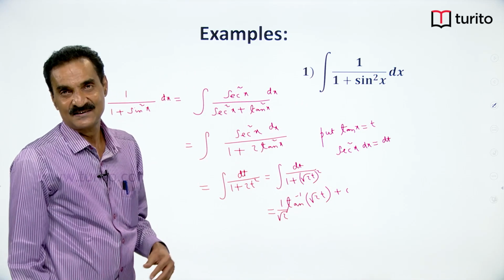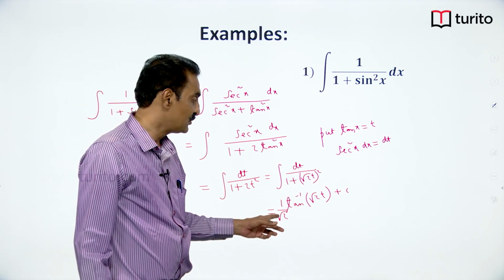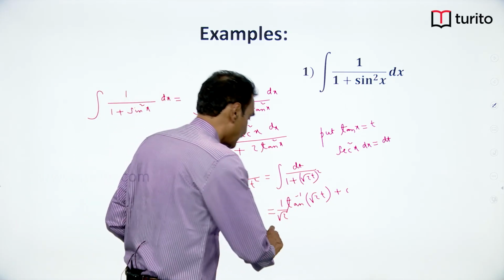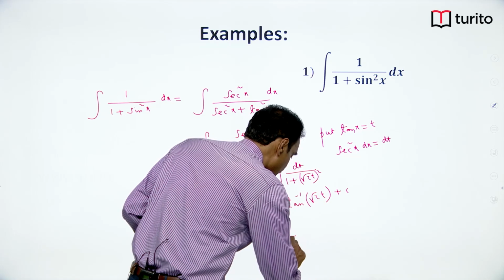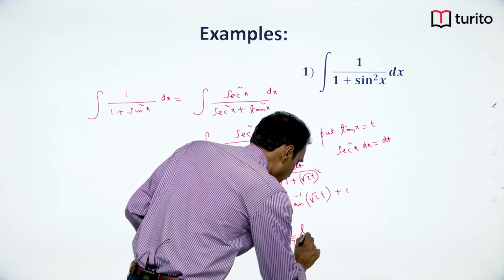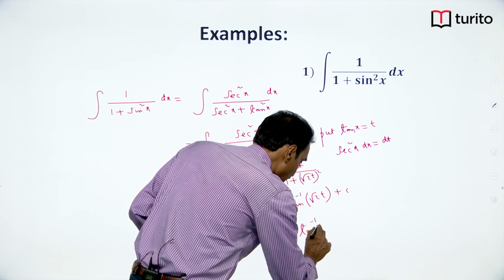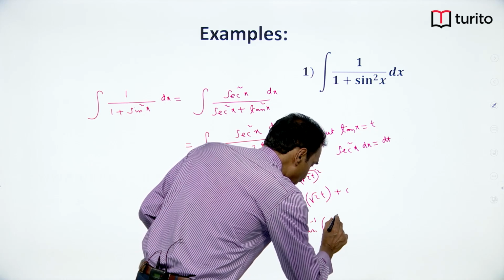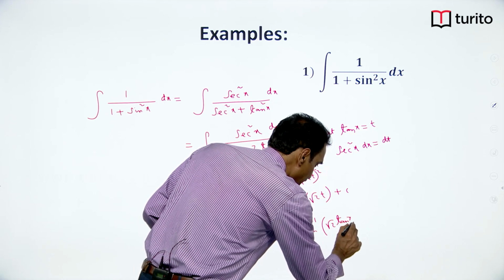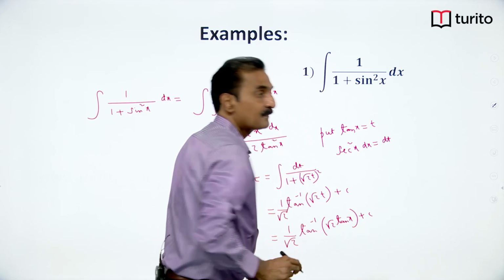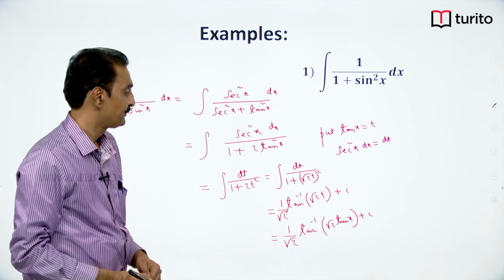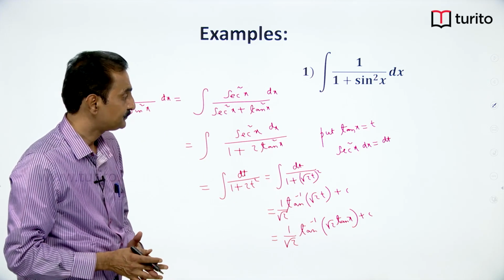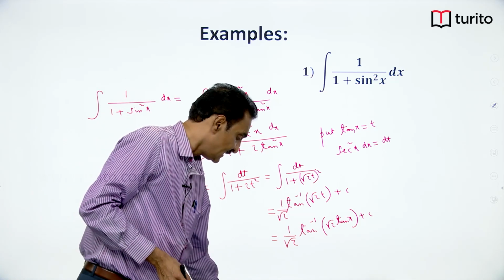Substitute t as tan x. You will get 1 by root 2 tan inverse root 2 tan x plus c. Okay. Let us see another question.